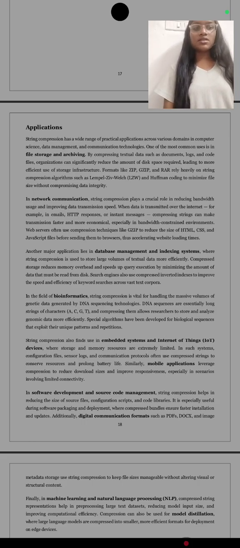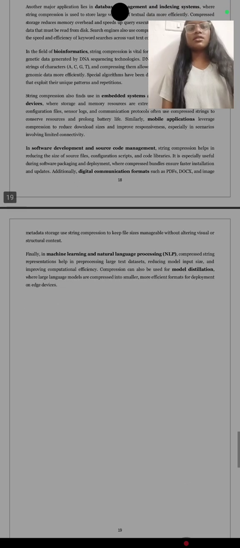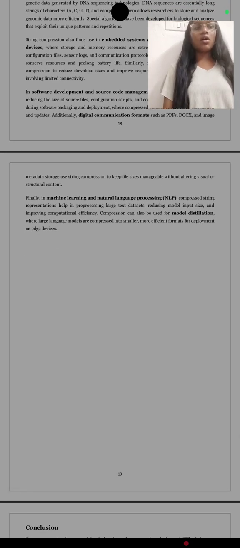In software development and source code management, string compression helps in reducing the size of source files, configuration scripts, and code libraries. It is especially used in software packaging and development, where compressed bundles ensure faster installation and updates. Additionally, digital communication formats such as PDFs and docs, and image metadata storage use string compression to keep file size manageable without altering visual or structural content.